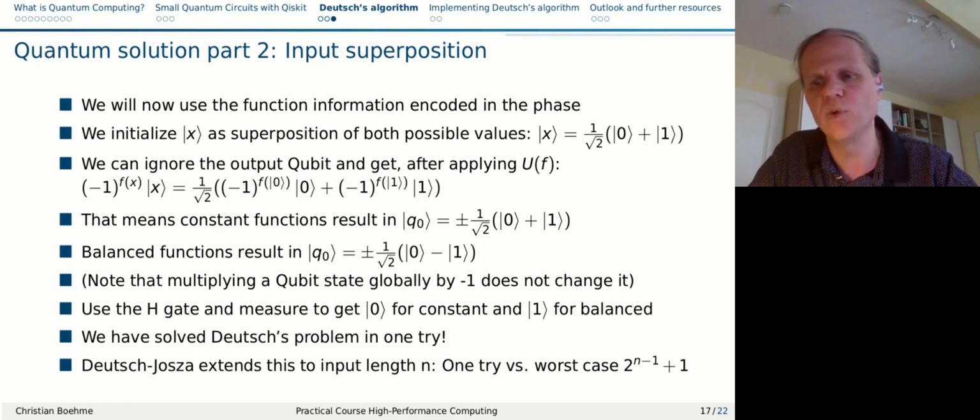While in the classical case, you would need 2 to the power of n minus 1 plus 1. You can think about it. It's quite simple. Why? Because you always have to try, in the worst case, at least half of your input values in order to find out if it's balanced or constant. So, yeah, that's Deutsch's algorithm. And the first one which proves quantum superiority, at least for simple cases.